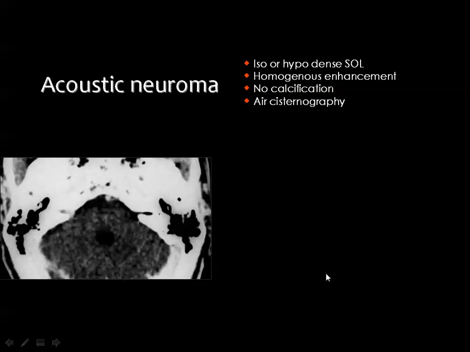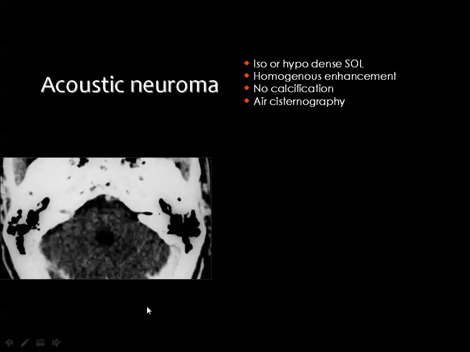The diagnosis of acoustic neuroma before the era of MRI depended mainly on the CT scan. Here you can see a patient with right-sided sensorineural hearing loss, and you can see obliteration of the internal auditory canal by a small enhancing lesion, compared to the left internal auditory canal, which is filled with CSF.